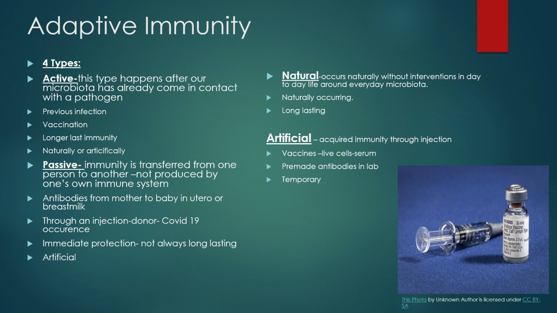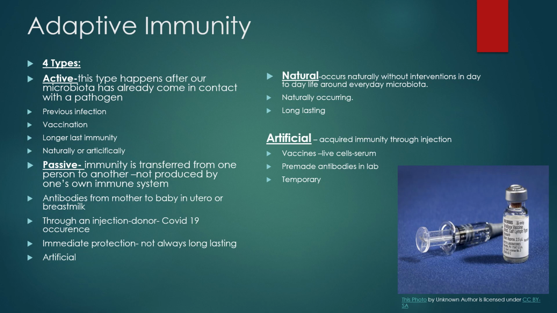Another type of adaptive immunity is passive immunity. Passive immunity is transferred from one person to another, not produced by one's own immune system. The way this is done is typically from mother to child. Antibodies from the mother to baby in utero, or antibodies that are received through breast milk. It's quite interesting, really.